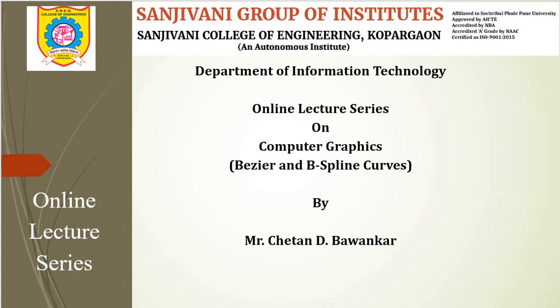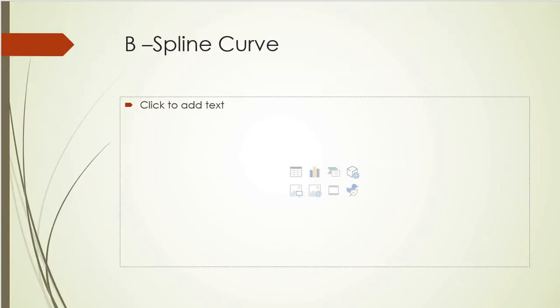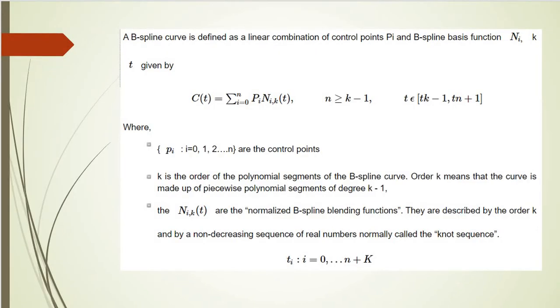Okay, so we will start with our B-spline curve. B-spline curve is defined as the linear combination of control points Pi and the B-spline basis function. What is this basis function? Basis function is nothing but the blending function only. Okay? Here we are pronouncing it as a basis function.